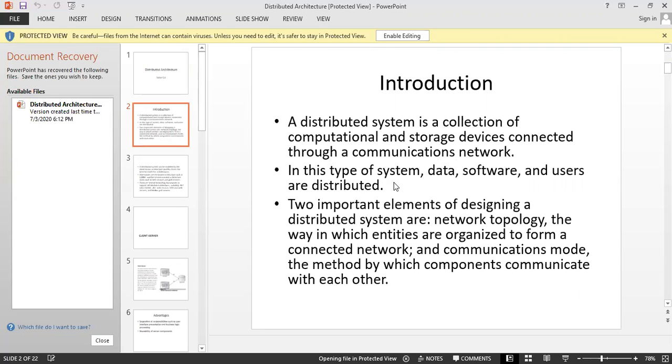So in this architecture, two important elements play a very vital role. One is the network topology, and the other one is the communication mode. The network topology is the way in which the components or the entities are organized to form a connected network, and the communication mode is the method by which components communicate with each other. So these two elements play a very vital role in the distributed architecture.